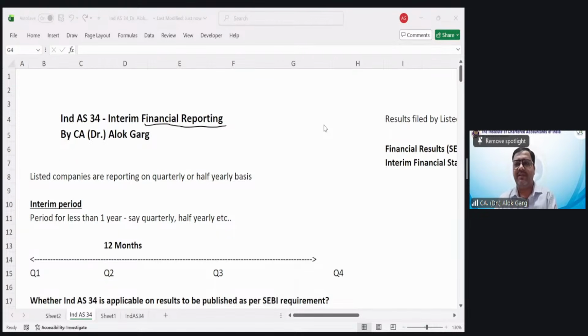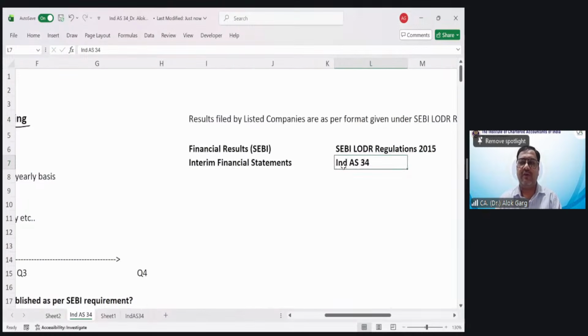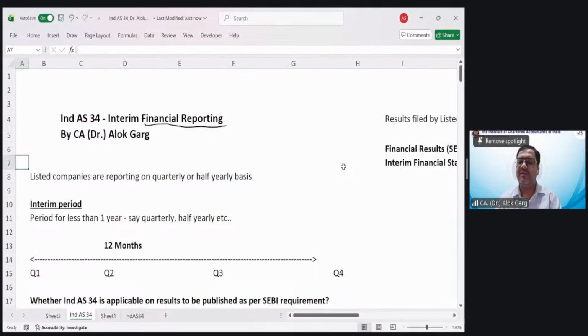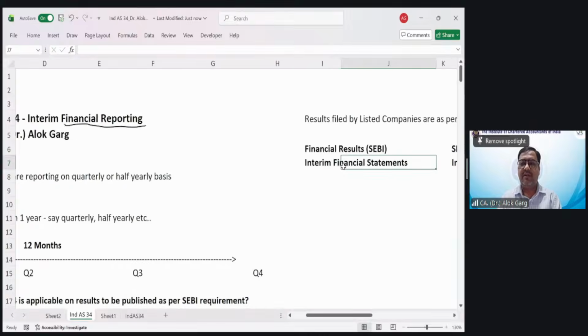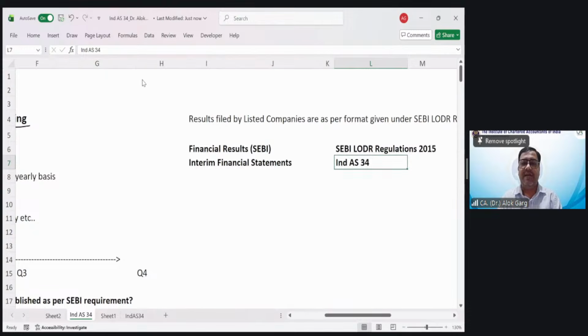And what is meant by financial statement? Can anyone tell me what are the components of the financial statement? Balance sheet, statement of profit and loss, statement of changes in equity, statement of cash flows, and notes to accounts.